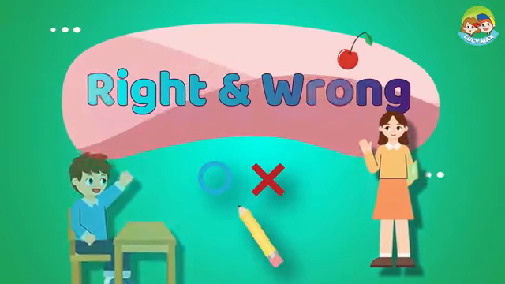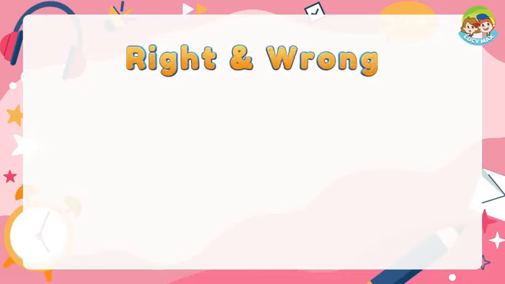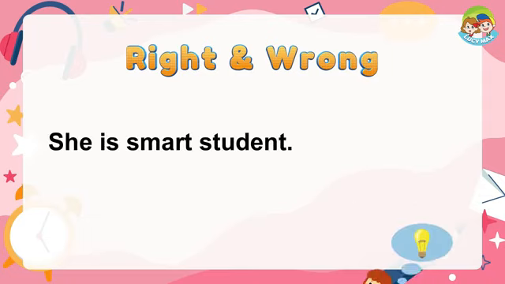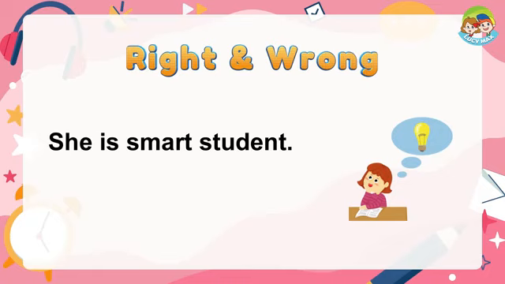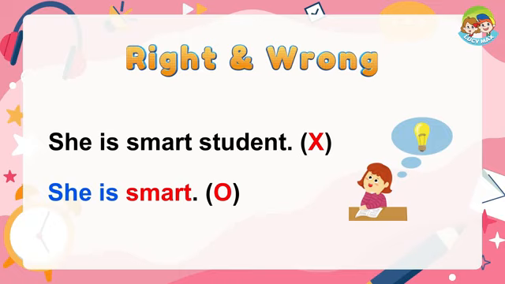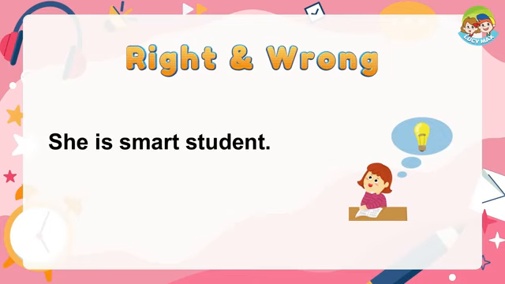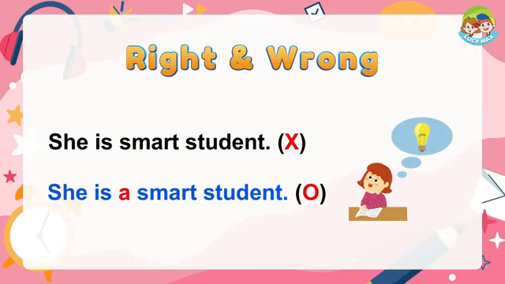Right and wrong. Now look at the right and wrong section. She is smart student. There is no article for student. So you just say, she is smart. She is smart student: there is no article. If we put an article in there, it becomes, she is a smart student.